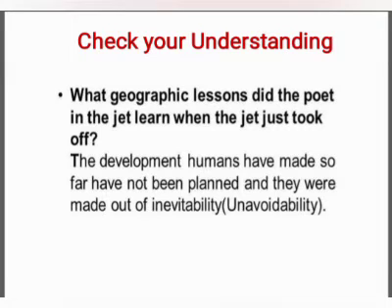In the light of the poem, let's check what you have understood. First question: what geographic lesson did the poet in the jet learn when the jet just took off? Answer: the development humans have made so far has not been planned and was made out of inevitability, that is, unavoidability.